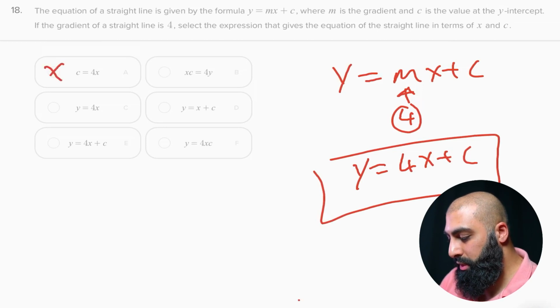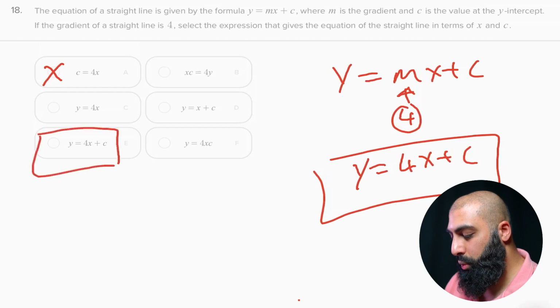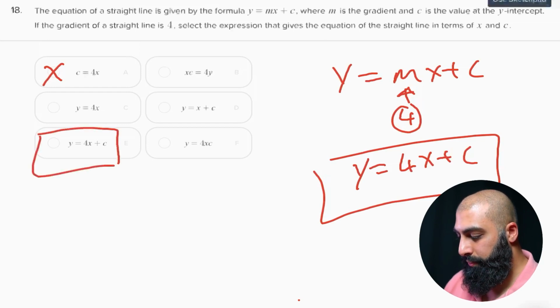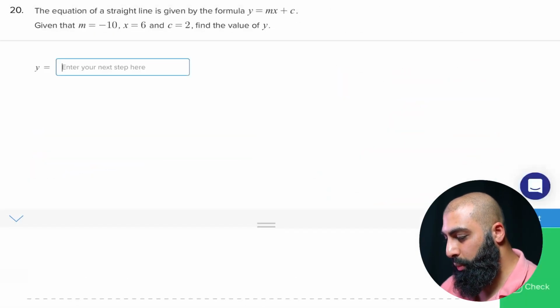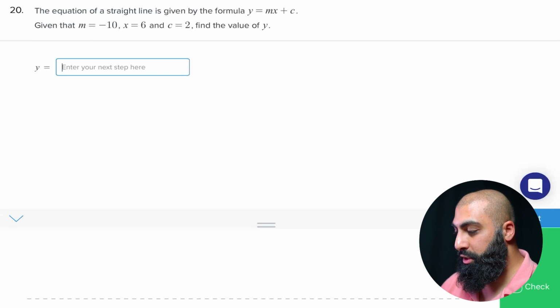So that's not it. I can see it. It's here, isn't it? Y equals 4x plus c. So it's e. So select e and submit that. And here we have the equation of a line. So let's just do this one here.